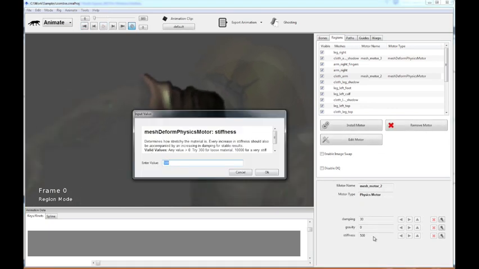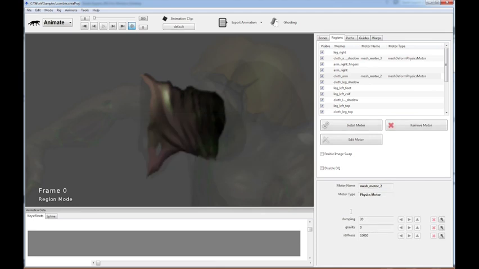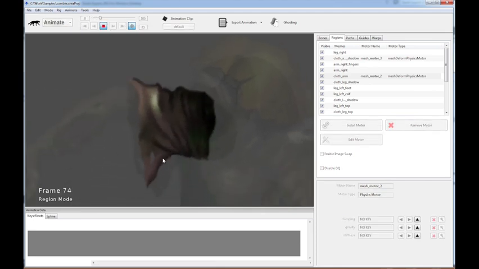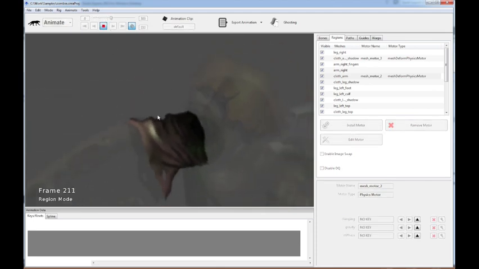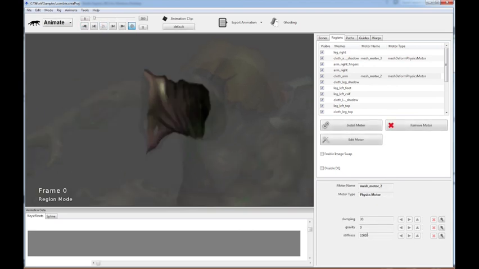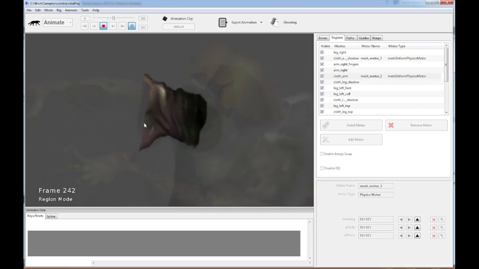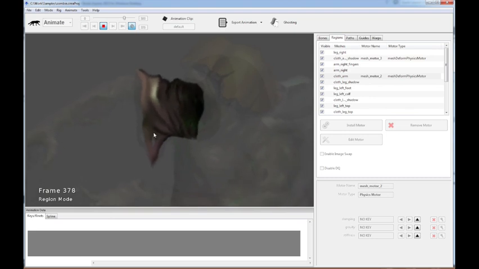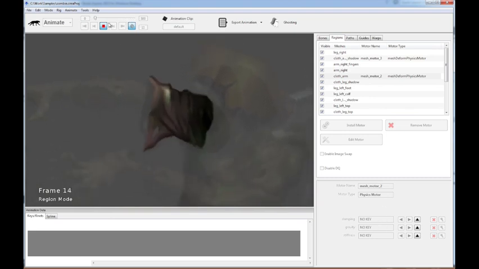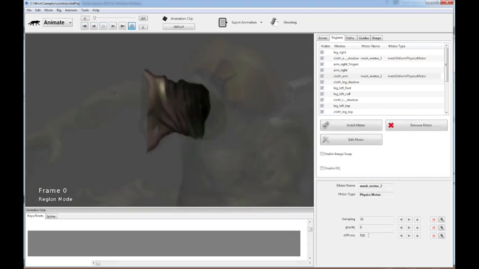So I can try a couple of things. If I set it to, let's say, 10,000, for example, you see it's stiffer now. It doesn't flow as much, right? So that's what stiffness does. So if I set it back to 500, there you go, it flows a lot more freely. So depending on what you're trying to animate, if you want to animate flesh, for example, you probably want a higher degree of stiffness. You probably want something like 2,000 or 3,000, okay? And if you want something like cloth, you set something like 500.